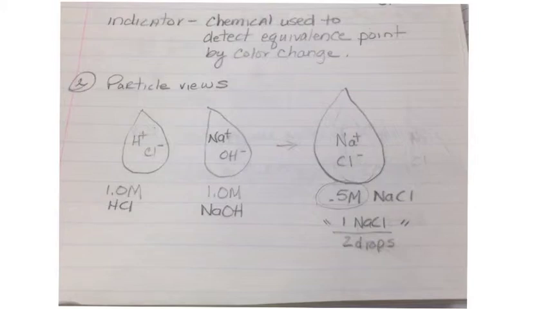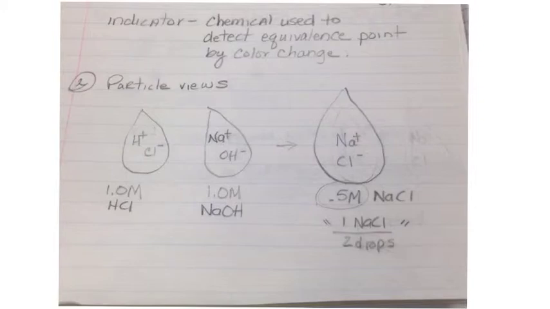In part 2 of this reading, it talks about particle views, and it has pictures of drops of water. I want you to think of those drops as volume. So they give you a 1 molar solution of HCl and a 1.0 molar solution of sodium hydroxide, 1 drop of each. And then they want you to figure out how much sodium chloride you have at the end.